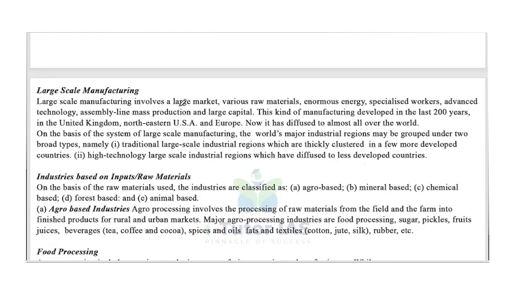Next one is large scale manufacturing. Large scale manufacturing involves a large market, various raw materials, enormous energy, specialized workers, advanced technology, assembly line mass production, and large capital. Okay, so these are some of the main components of large scale manufacturing. This kind of manufacturing developed in the last 200 years in the United Kingdom, Northeastern USA, and Europe. Now, it has diffused to almost all over the world.